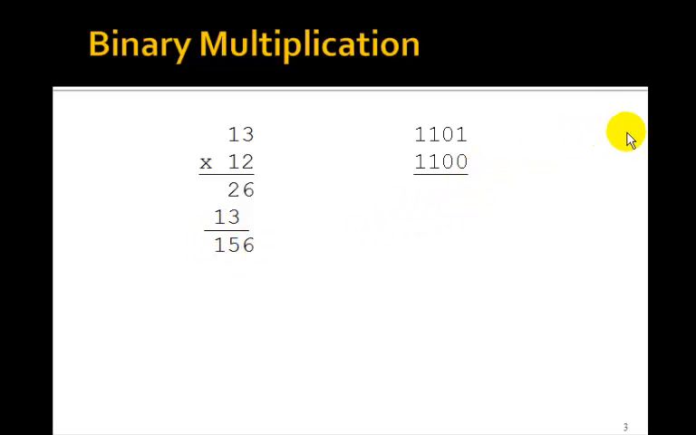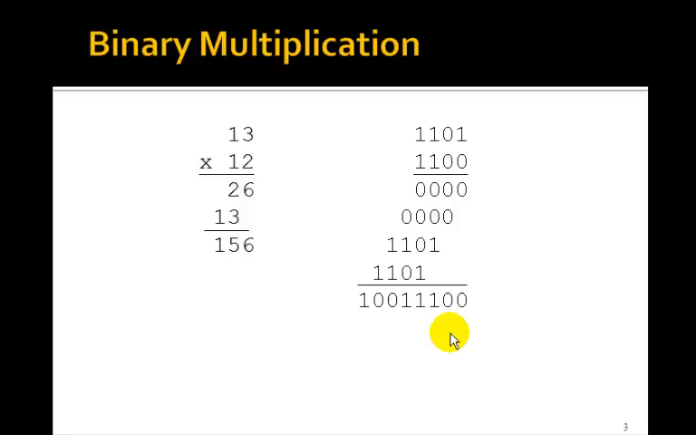So 0 times 1 is 0. 0 times anything is 0, so this will all be zeros. This is 0 times that is 0. We shift it over. Now we have 1 times 1 is 1. 1 times anything is anything. So we get 1101 brought down, shifted over again 1 bit. And finally 1101 we shift over again. And if we add these, we get 9C, which is 156 decimal. So binary multiplication works the same way as long multiplication.